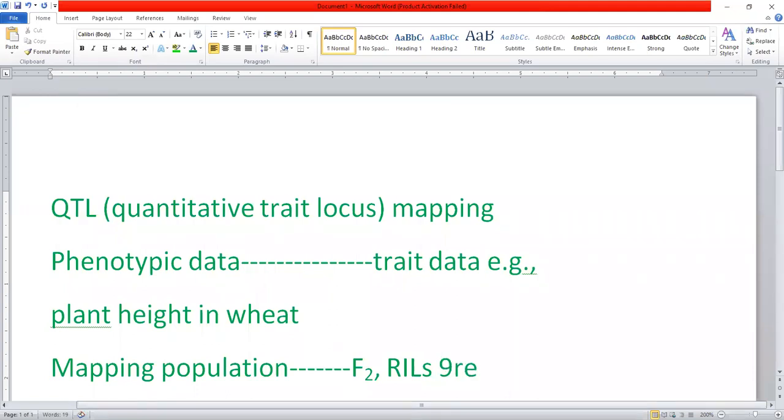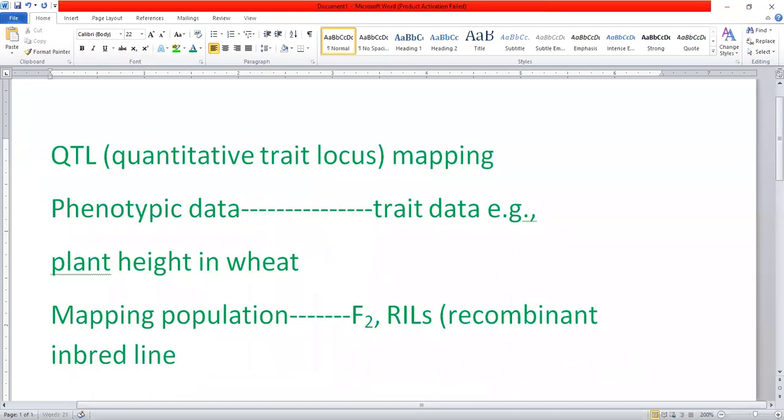Recombinant inbred lines can also be used as mapping populations, and so on. These are some of the examples of the mapping population which can be used. In our present example, we will use the F2 population as a mapping population.